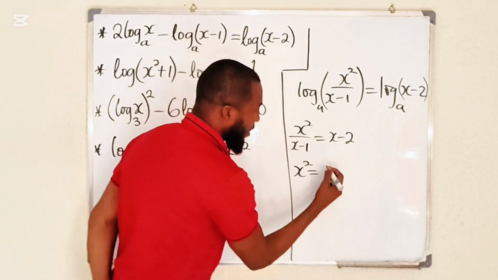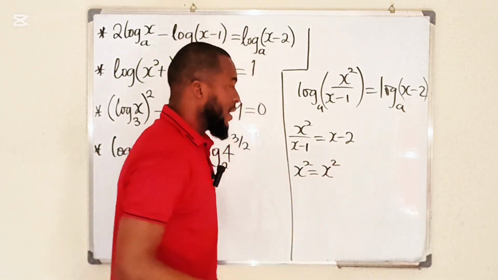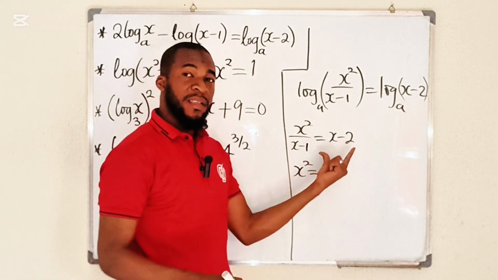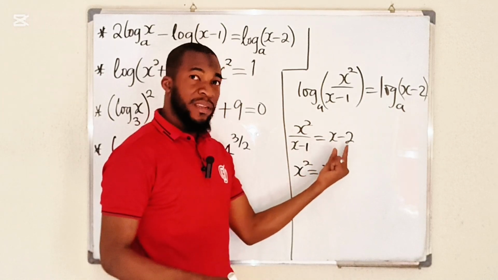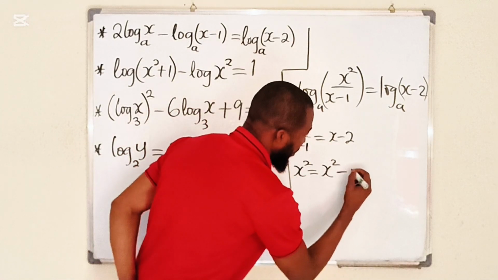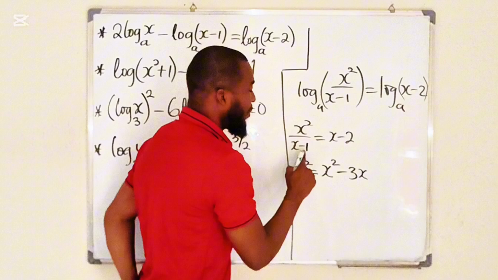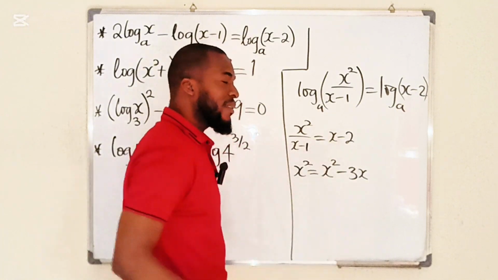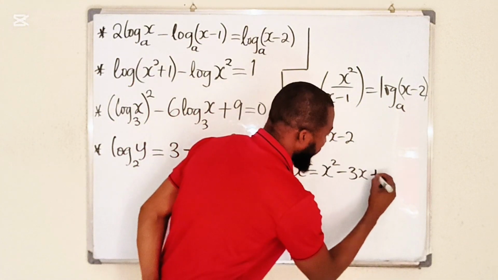We have x times x will give us x squared, right? Then you can add the constants. -1, -2 will give us -3, then you attach x. Then you multiply the constants. -1 times -2 will give us +2.